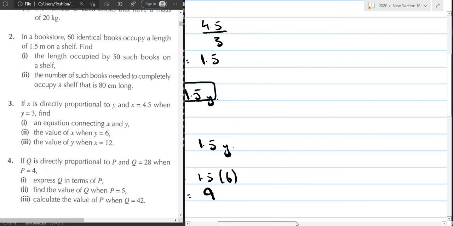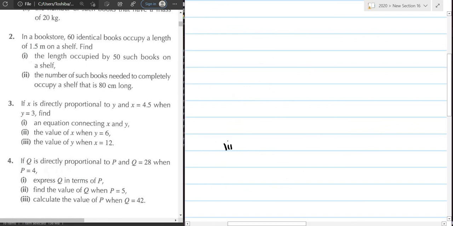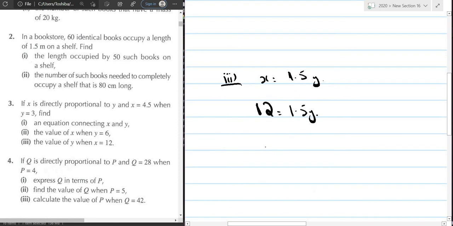Same way, you will be solving part 3. What was your equation? x is equals to 1.5y. Alright. The value of y when x is equals to 12. This time around, you are given the value of x. So instead of x, write 12. 12 is equals to 1.5y. So in order to find y, y is equals to 12 divided by 1.5. So 12 divided by 1.5 would give you an answer of 8.